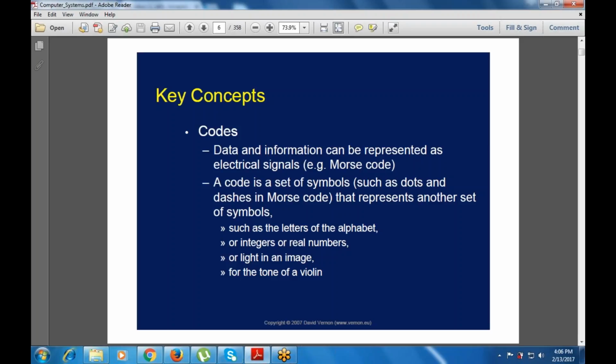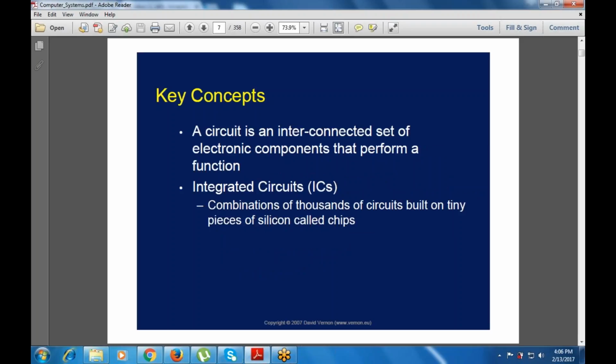Next, what is a circuit? When I combine multiple electronic components in a smooth function, that is known as a circuit. So it is an interconnected set of electronic components that performs a function. Then ICs are a combination of thousands of circuits built on tiny pieces of silicon known as chips. So what is a chip? That is an integrated circuit that contains thousands of circuits built.